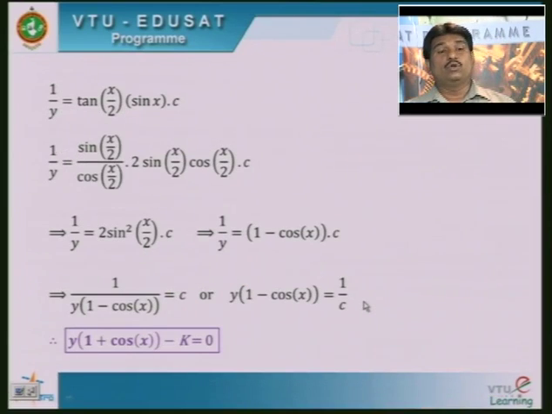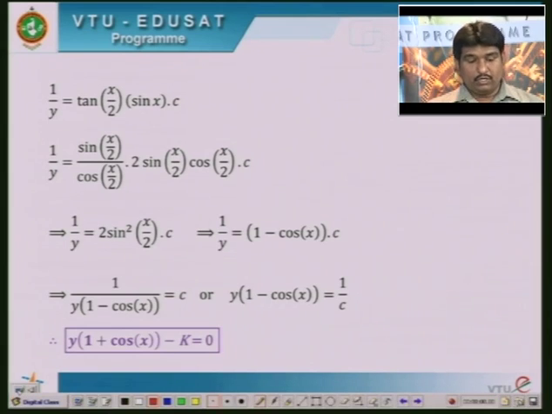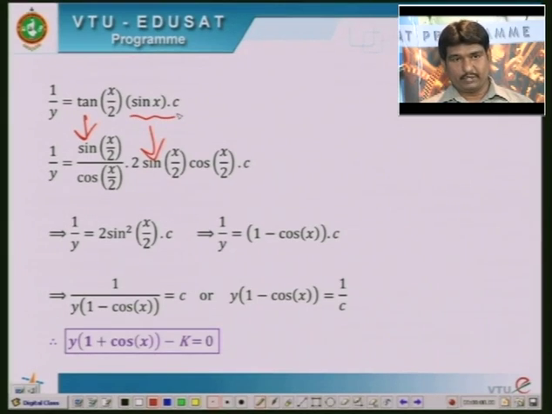Now y to the power of minus 1, which is 1 by y, equals to tan of x by 2 into sin x into c. You can write tan of x by 2 as sin x by 2 divided by cos x by 2, and the sin x can be written as 2 sin x by 2 into cos x by 2. As usual, you simplify this, cancel cos x by 2, you will get 1 by y as 2 times sin square x by 2 into c.